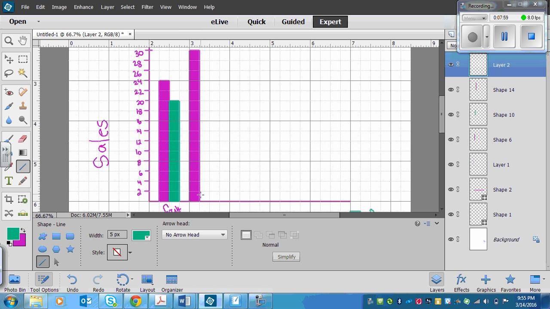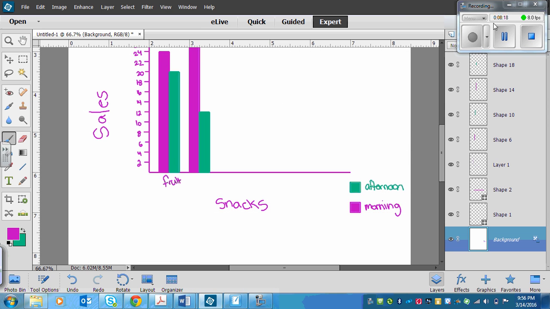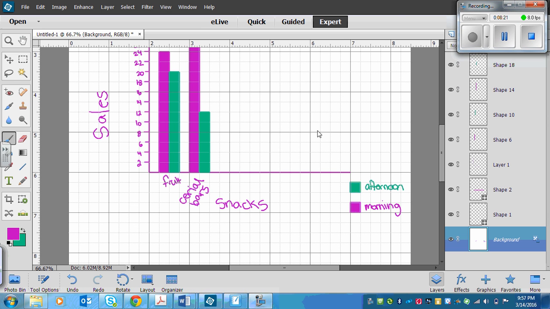Then I need to do my afternoon. So I've got my trusty teal color, and I go all the way up to only 12. So here is my 12. And then I'd be sure to label it cereal bars. Then I move on. And if you think you get the idea, then please just pause the video and finish your graph. I will complete this quickly. And then please play the video once you've finished your graph.